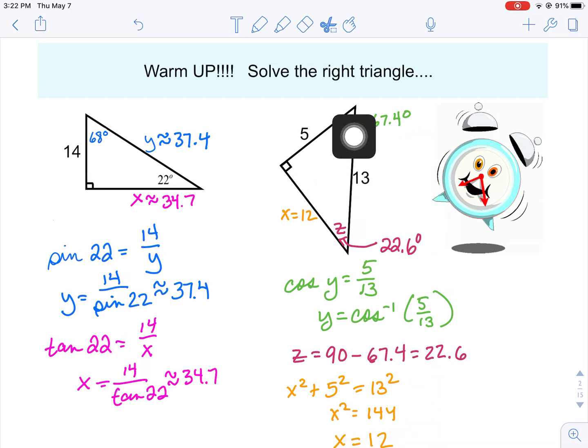Well, if I'm looking for angle y, 5 is adjacent to it and 13 is the hypotenuse. So I used cosine of y equals 5 adjacent over 13 hypotenuse. To find the angle, I used inverse cosine of 5 over 13, making sure my calculator was in degree mode because I wanted a degree out. And then once I had that, I could find the second angle by taking 90 and subtracting 67.4, because the acute angles in a right triangle sum to 90 degrees.